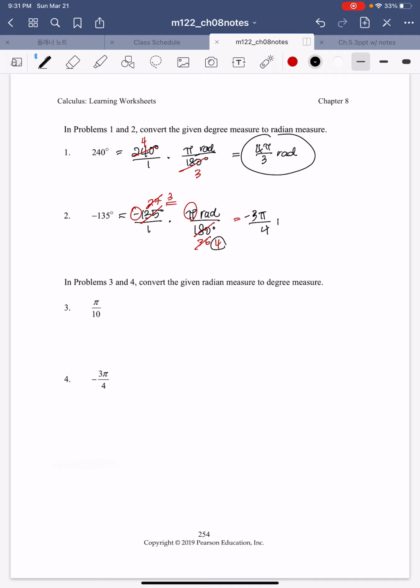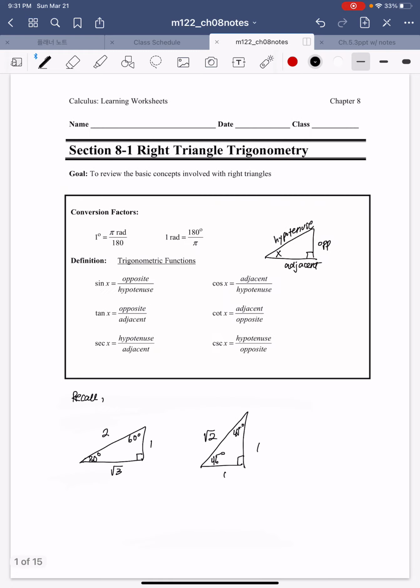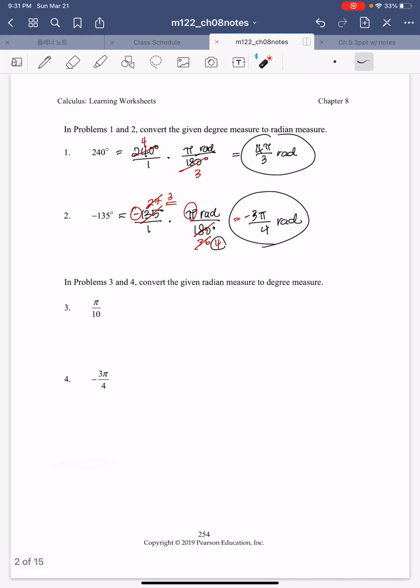over 4 radians. Okay, now let's work backward, 3 and 4. Your conversion factor is flipped. Your conversion factor is 180 degrees with pi on the bottom. So we have pi over 10 that we want to convert, and my conversion factor is 180 degrees over pi. The pi's cancel out. 180 divided by 10 is 18, so 18 degrees.